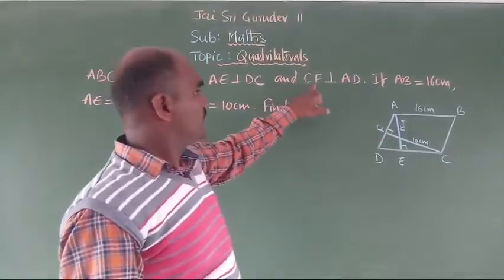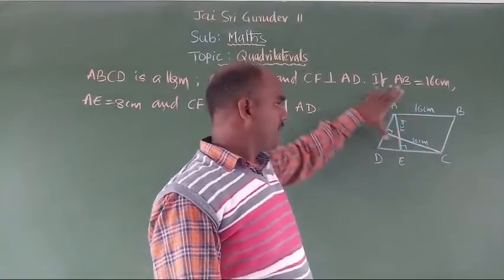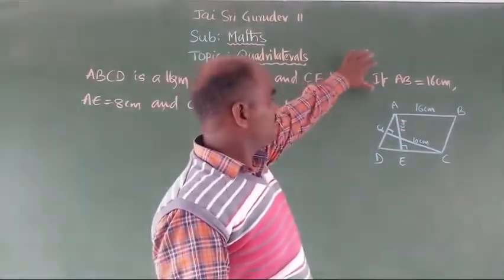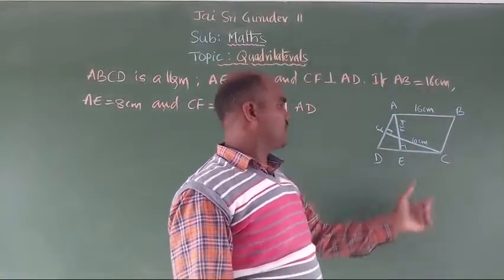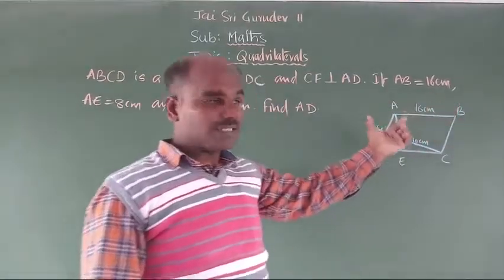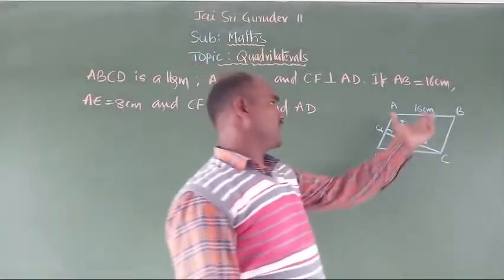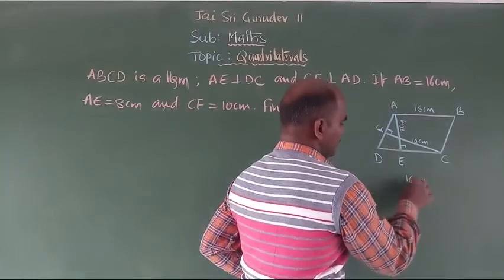Then CF is also perpendicular to AD. Some more measurements are also given: AB is equal to 16 centimeters. In a parallelogram, opposite sides are equal, so AB is equal to DC, that is 16 centimeters.